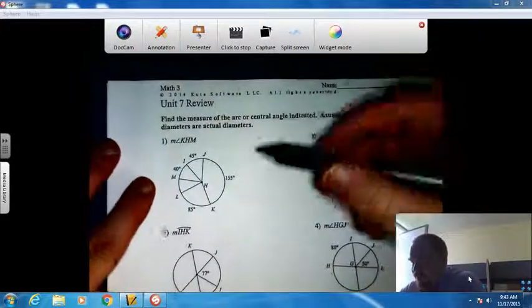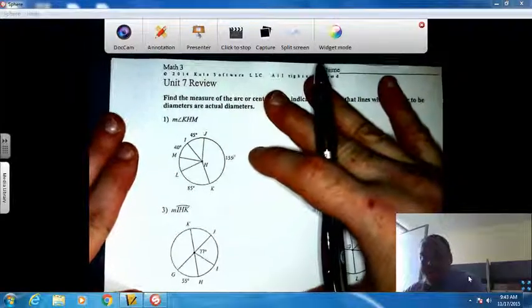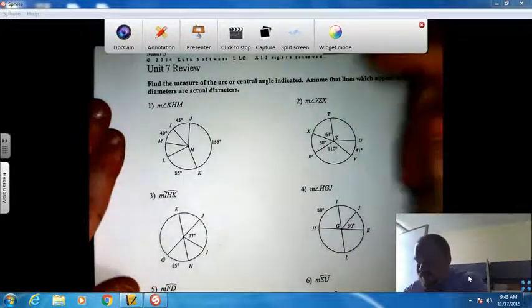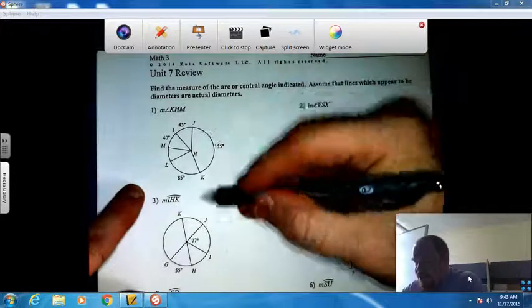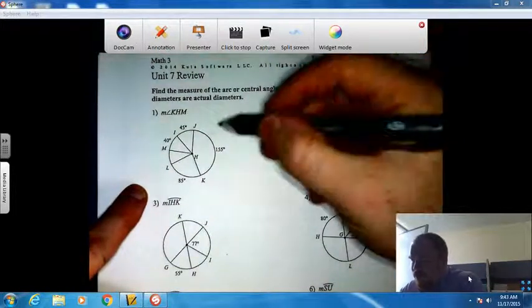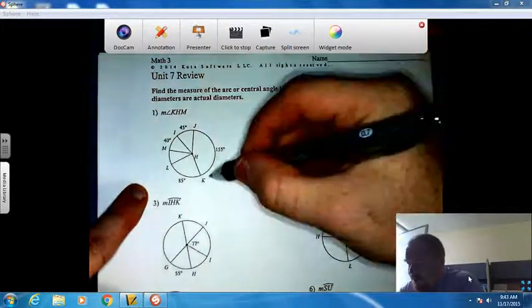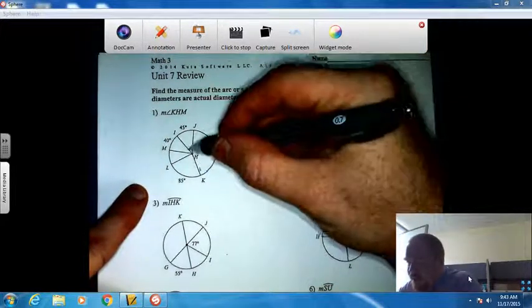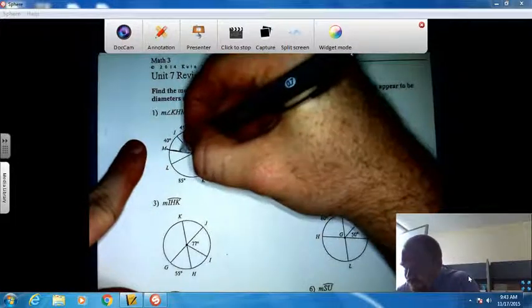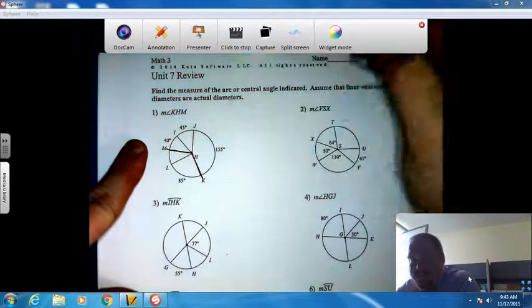In the first problem, by the way, I'm only going to be doing the odds. Okay, that way you have time to practice the evens. In the first problem, they want us to find angle KHM. Well, in angle KHM, okay, that's that angle right there.